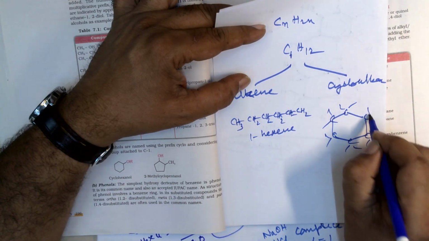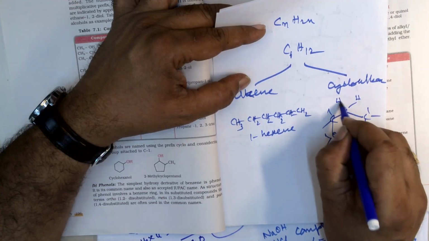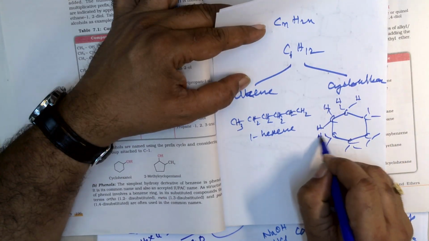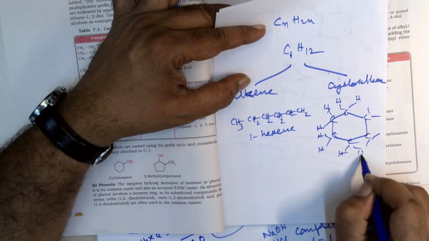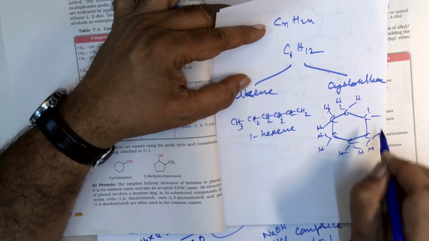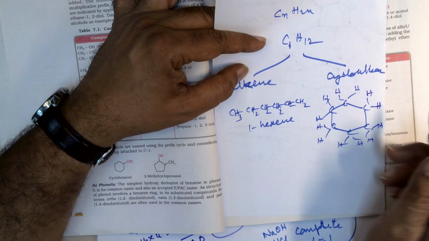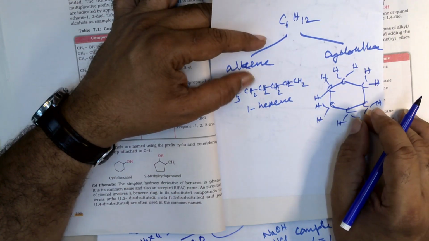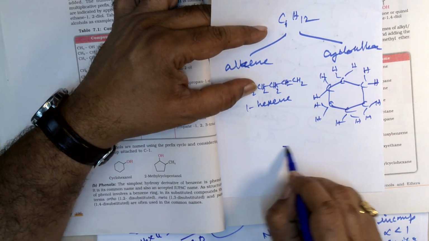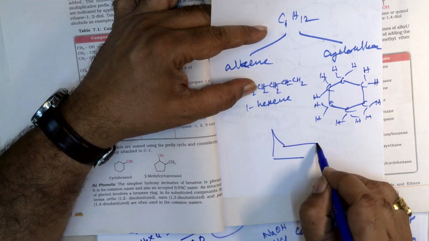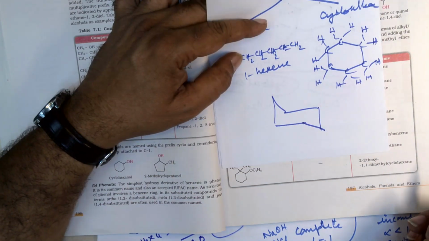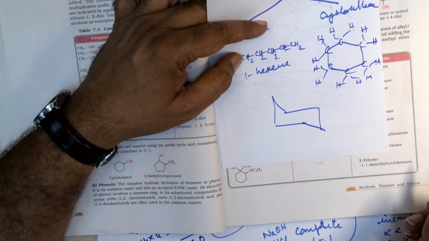In each carbon atom, since these are CH2, it cannot have a planar structure like in the case of benzene. So it has got some steric strain, and that is why it adopts the chair form or boat form.